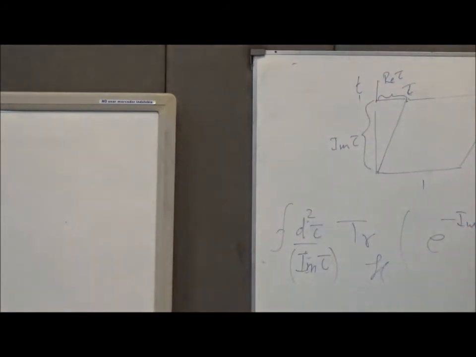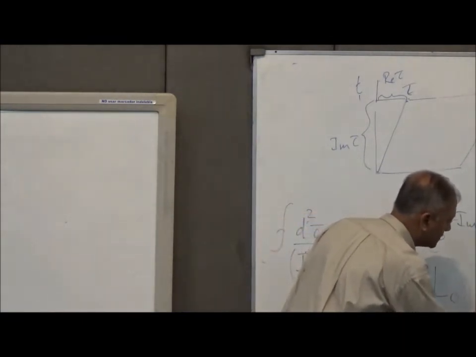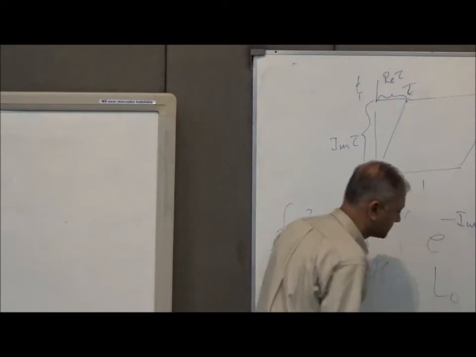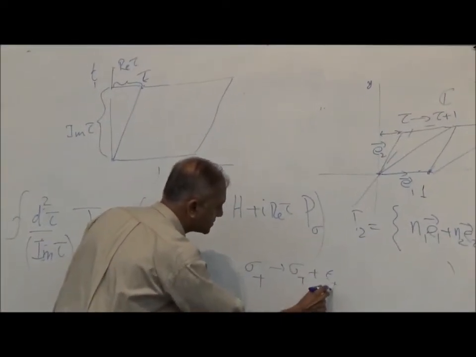Now what is H? Remember, L0 was the generator of the sigma plus translation. It took sigma plus to sigma plus plus an infinitesimal transformation, say epsilon plus.